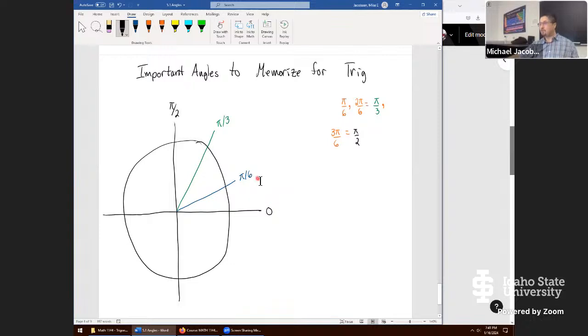So I have these in black. Certain angles are going to be in blue. Some of them will be in green. And I'm missing all the 45-degree angles. We'll put those in last.